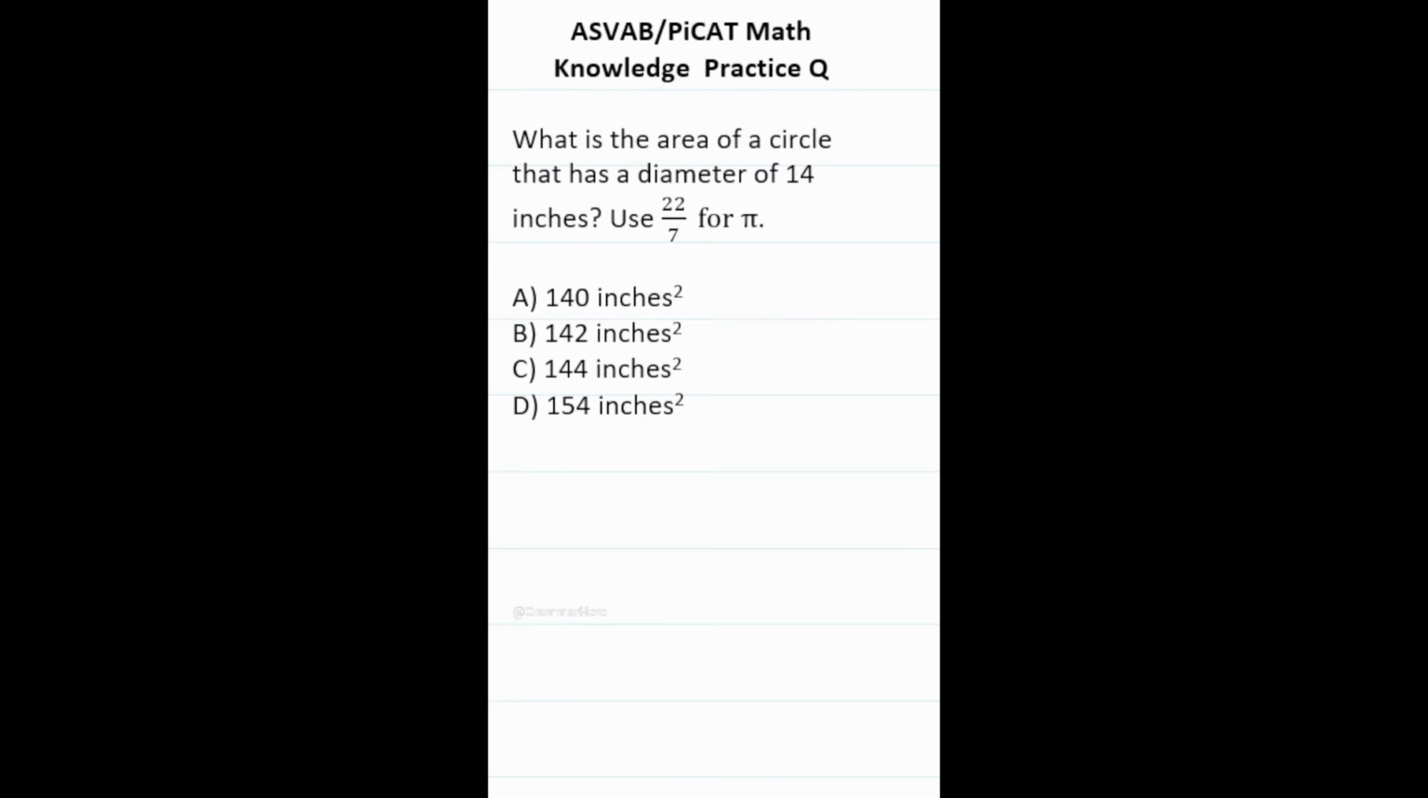This ASVAB PiCAT math knowledge practice test question says, what is the area of a circle that has a diameter of 14 inches? Use 22 over 7 for pi. So we're finding the area of a circle. That's area equals pi r squared. We were given the diameter, but we need the radius for this formula. Therefore, you have to know that the diameter is always twice as long as the radius. If our diameter is 14, that means our radius is going to be 7.